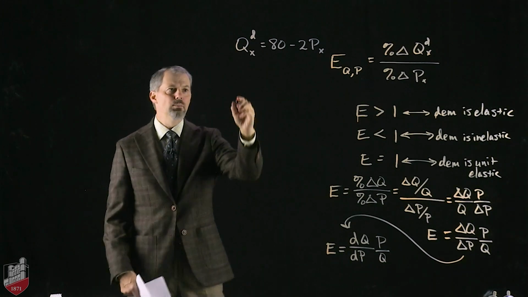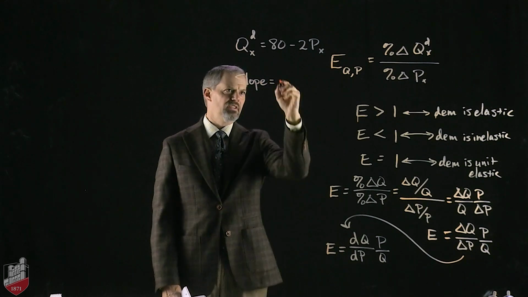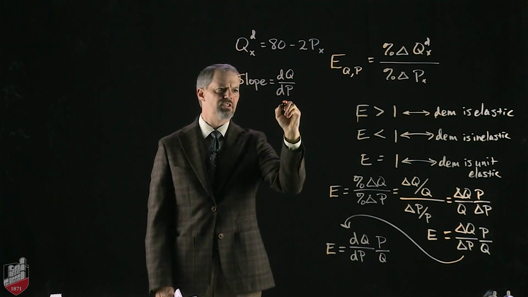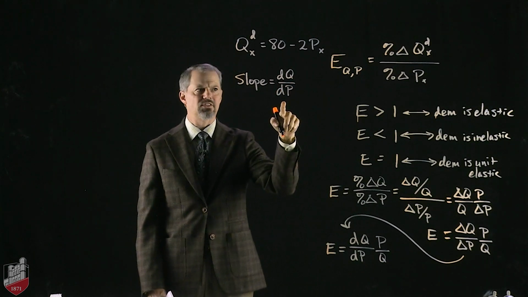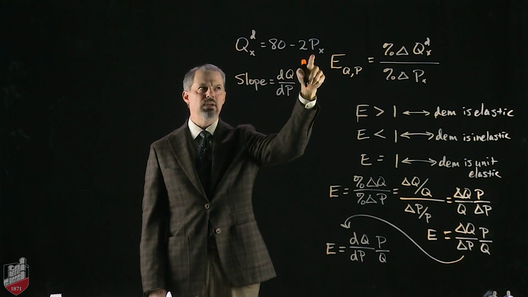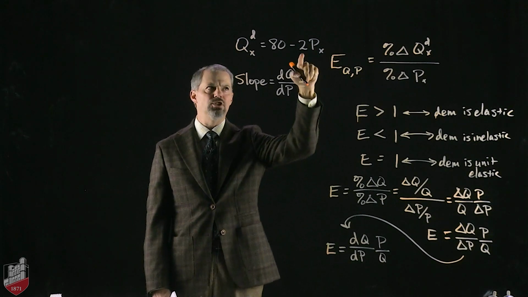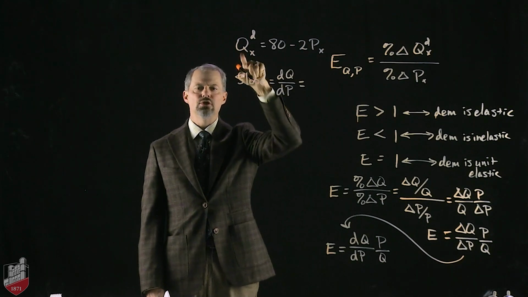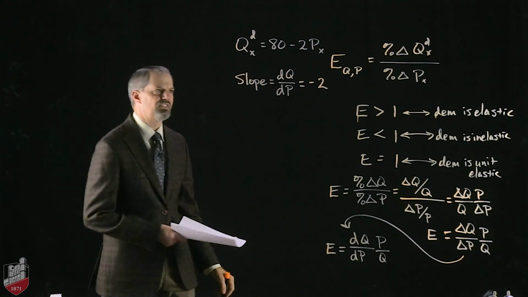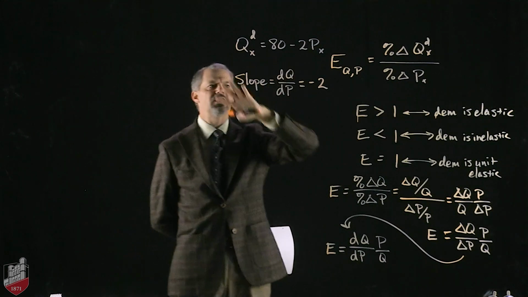Now the slope of this is equal to dQ/dP. This is the notation that we use to indicate the slope. It says, how much does quantity change when you change P? And the answer is that every time you change P by 1 unit, it changes Q by -2 units. So the slope there is -2. And you could see that if you just don't even think about this.